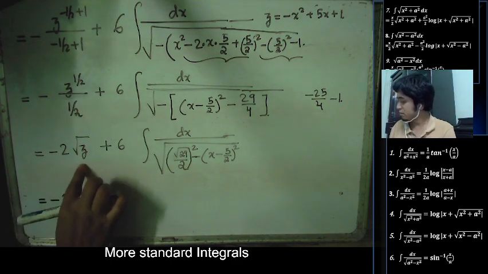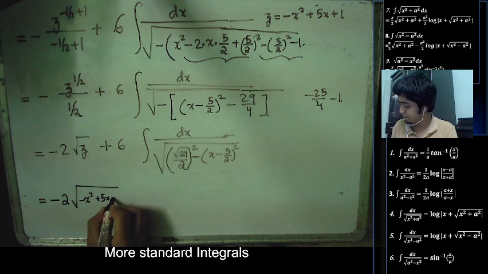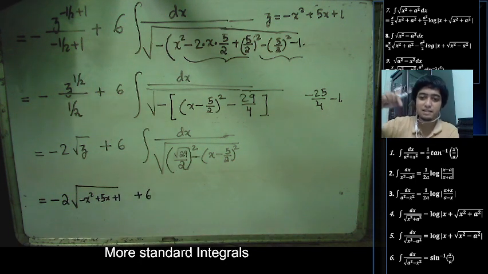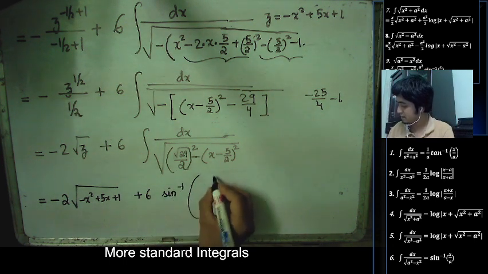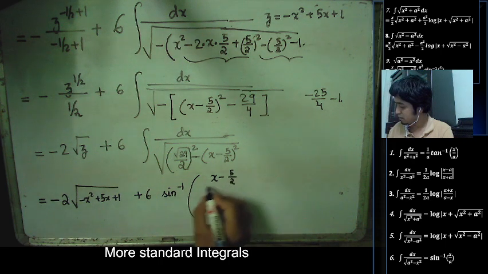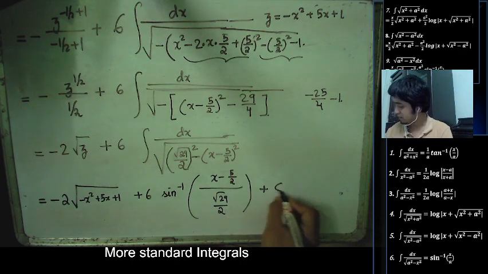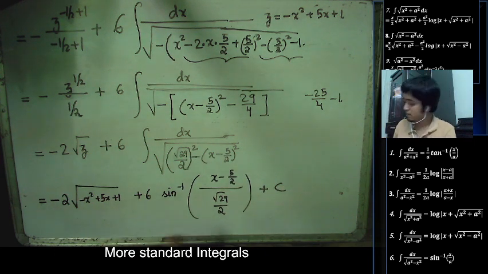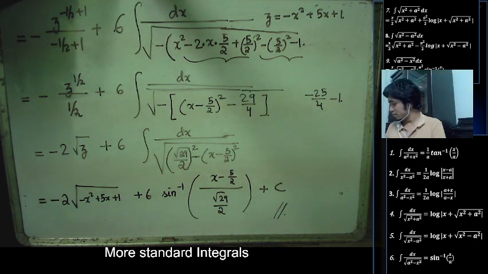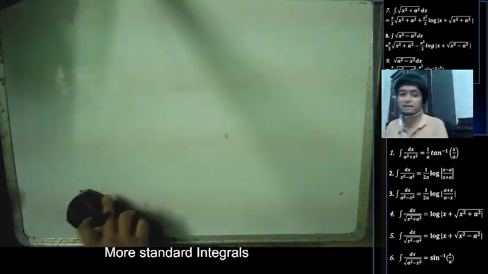Minus 2 root z, that is, minus x squared plus 5x plus 1 plus 6, and it is similar to formula number 6, which is sine inverse of (x minus 5 by 2) upon a, which is root 29 upon 2, plus c. You can do some simplification here, or you can leave it as it is. It's your choice, but this is the final result. So I hope you are clear, but just to be more clear, let us do another problem.